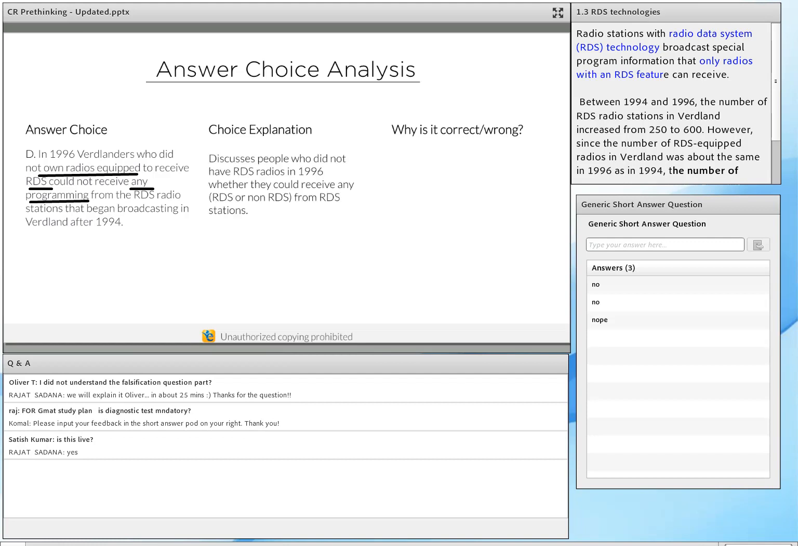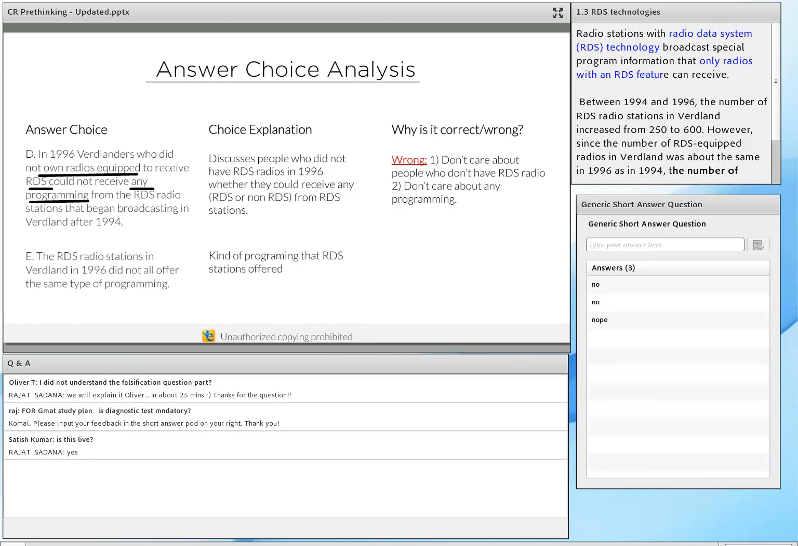Okay, this choice is absolutely wrong. Why? We don't care about people who don't have the RDS radio. Why? Because the argument tells us they cannot receive special programming. We don't care about any programming. Why? Because the conclusion is just about special programming. Type of programming is irrelevant.